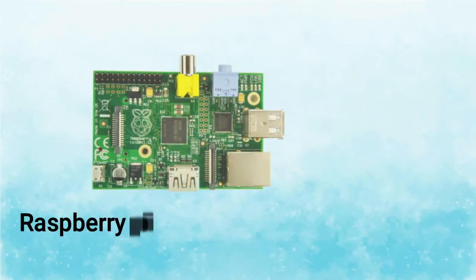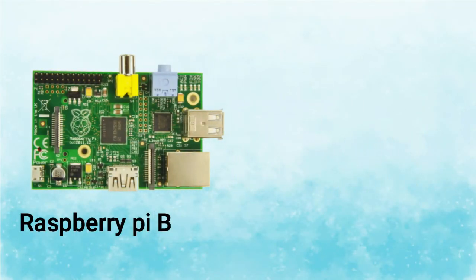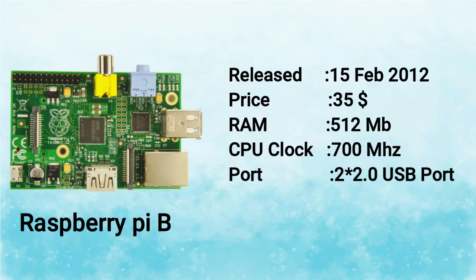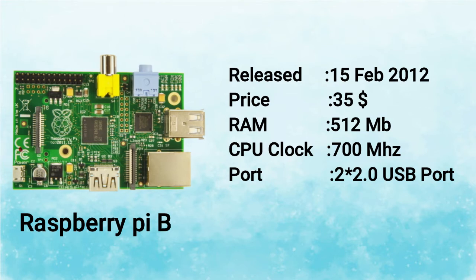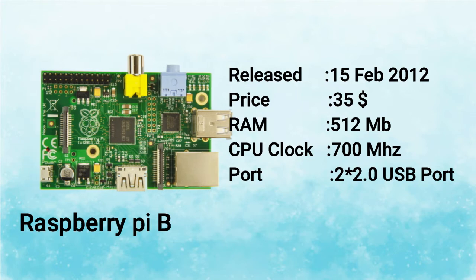The first version of Raspberry Pi was Raspberry Pi B. It was released on 15 February 2012. Its price was $35. It has 512 MB RAM, 700 MHz clock speed, and 2 USB ports.